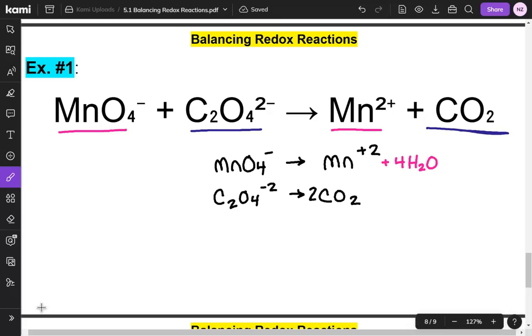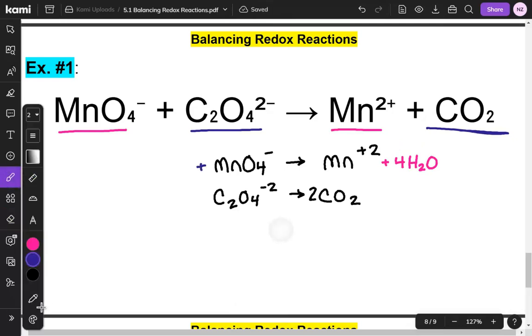The next step, step number 4, balance the hydrogen by adding H+. So 4 times 2 gives me 8 hydrogens on the left side. We're going to balance that out by adding 8 hydrogens on the other side.